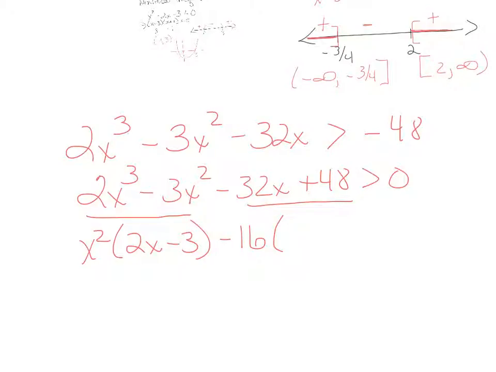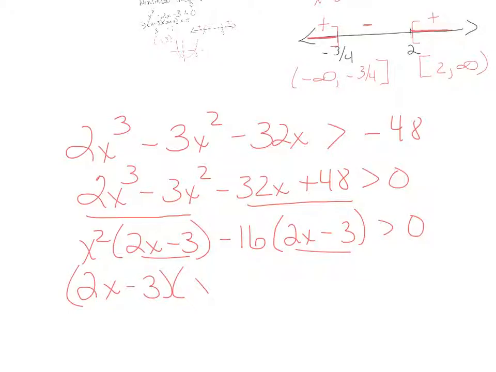Because 16 goes into 32 twice, and 16 goes into 48 3 times. I want to make sure that these two match. And then you still have to factor the other one. How does it factor? X plus 4, x minus 4. So that's going to give us an extra interval to check.